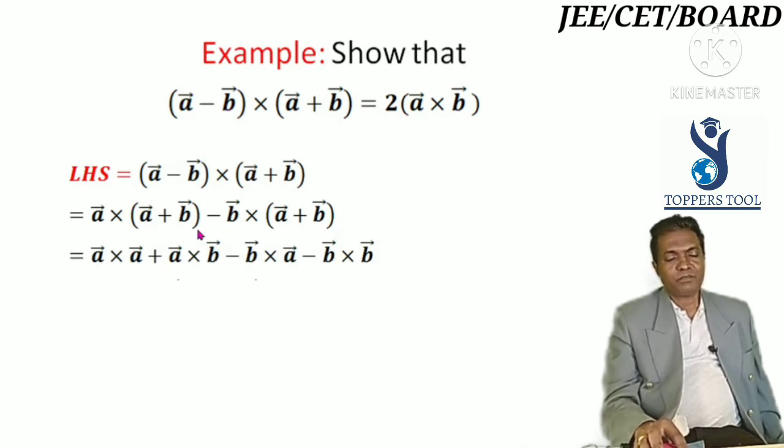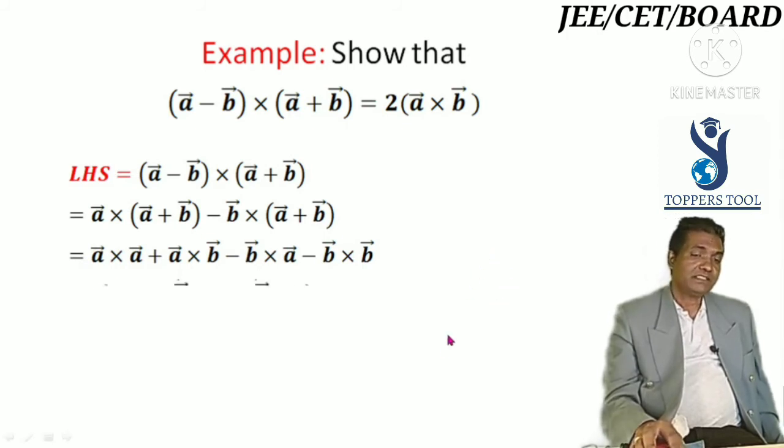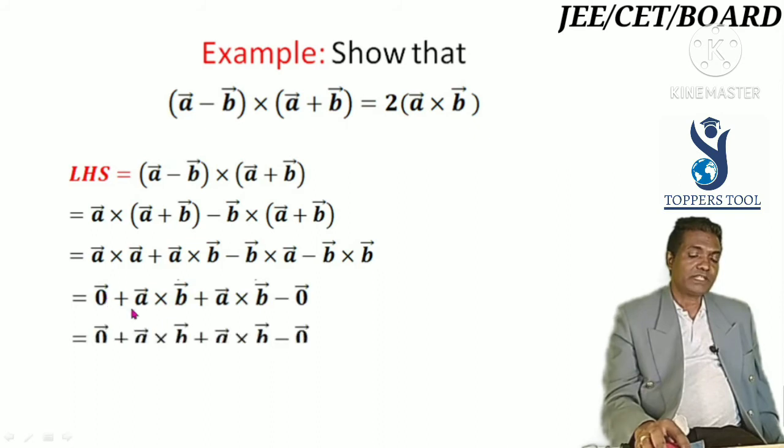Just multiply term by term, that is, apply the distributive property. A cross A, plus A cross B, minus B cross A, minus B cross B. As I said earlier, A cross A and B cross B are 0, because the cross product of two similar vectors is 0. So you can write this as a 0 vector and this as it is.